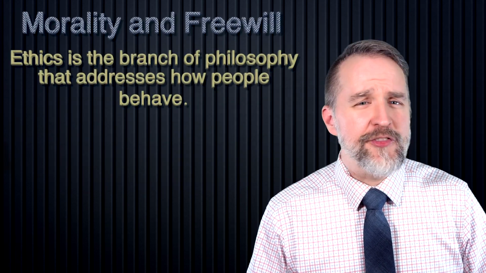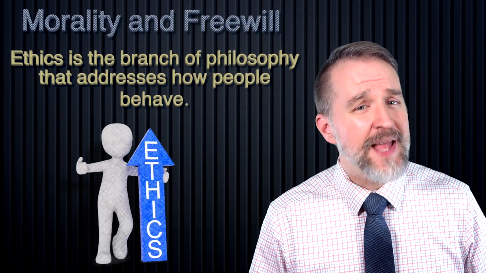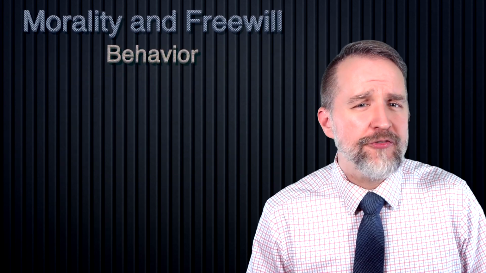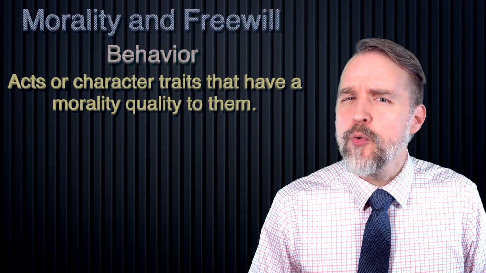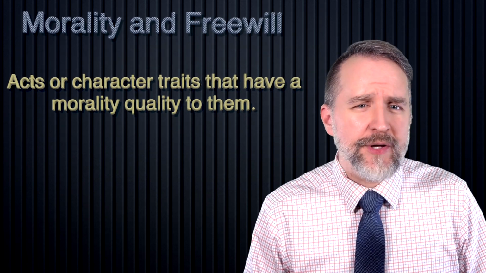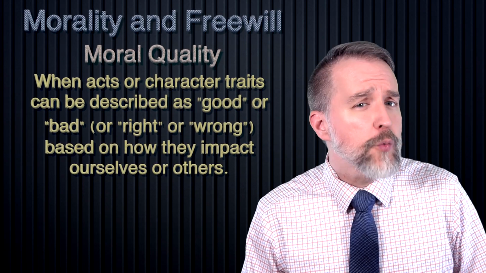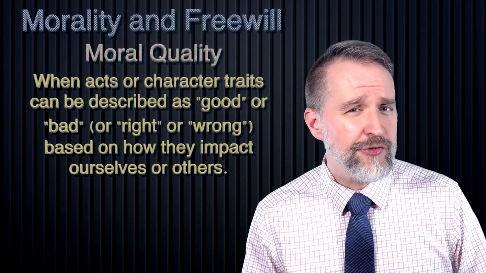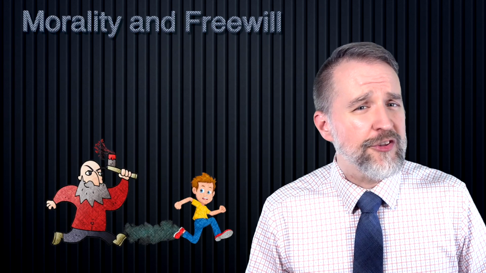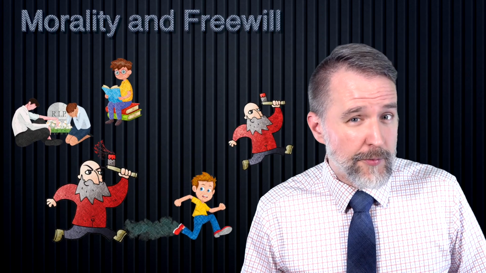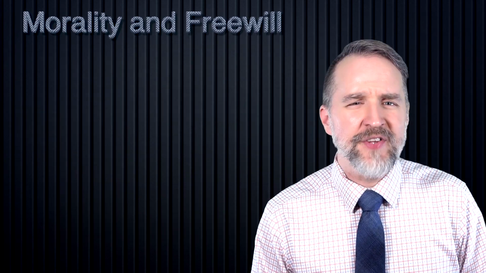Let's recall that ethics is the branch of philosophy that addresses how people behave, how they ought to behave, and why they ought to behave that way. The word behavior here refers to acts or character traits that have a moral quality to them. We can think of acts or character traits as having a moral quality to them when they can be described as good or bad, or right or wrong, based on how they impact ourselves or others. For example, we might say that murder is wrong because of the harm that it causes to the victim, to those close to the victim, to the murderer, and to society in general. We might also say that developing the character trait of empathy is good, because it makes us more attuned to what harms or helps others.